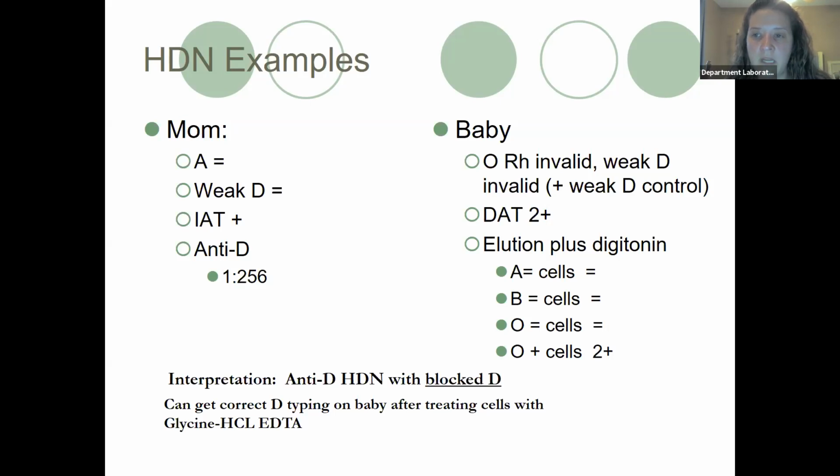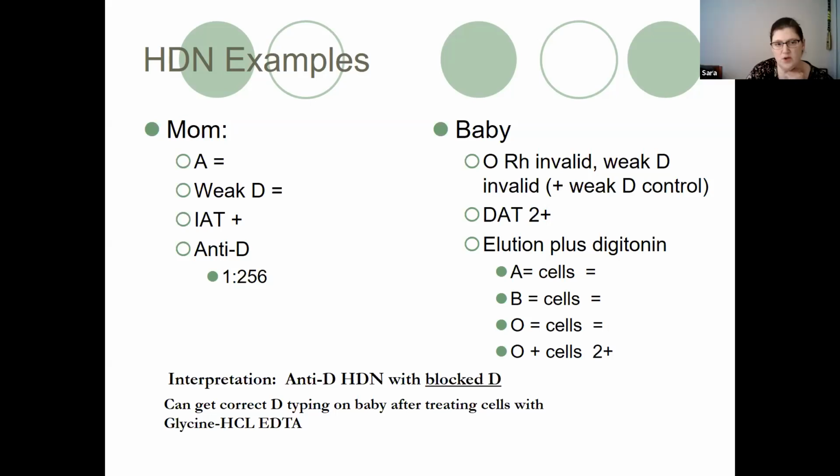So what we want to do is pull off the antibody from the cells so we can test the cells, because it's that antibody coating the cells, preventing us from detecting the D antigen on the baby cells. The glycine EDTA treatment preserves the cells, all right? So it pulls off that antibody. It doesn't lyse the cells; they are still viable. Now the DAT is going to be negative because the antibody has been detached, and we can obtain a true D interpretation.